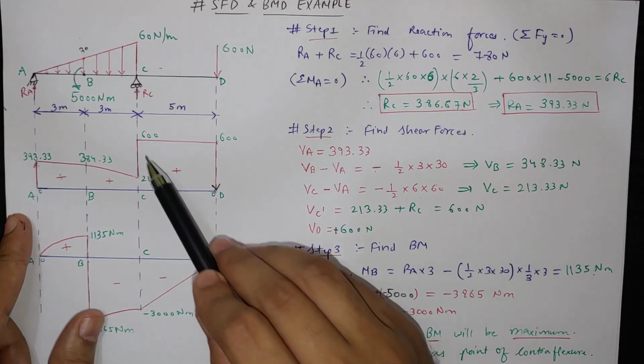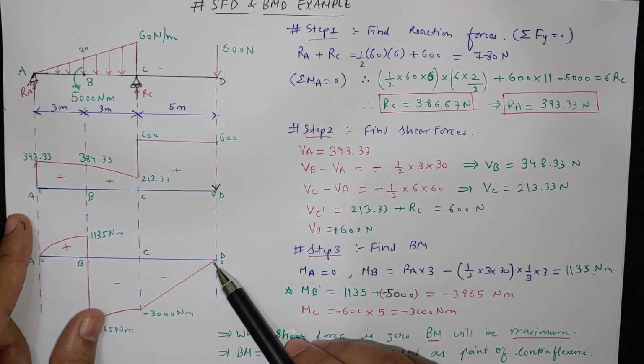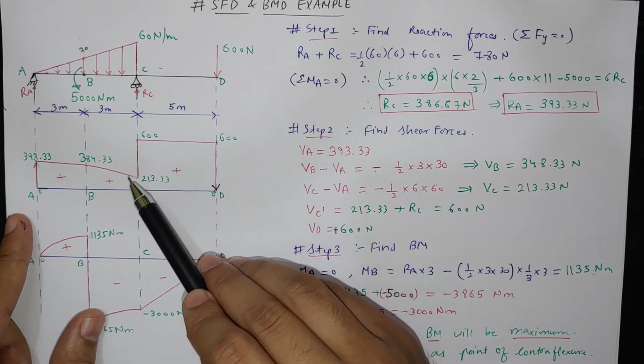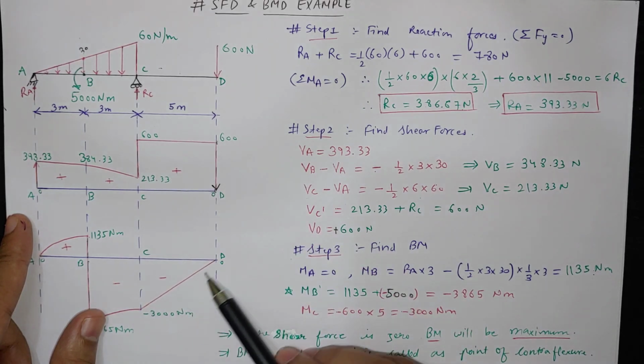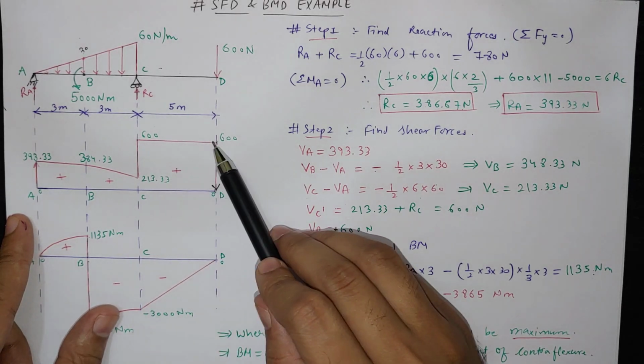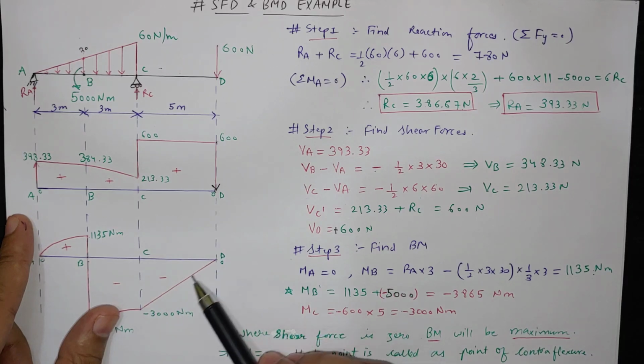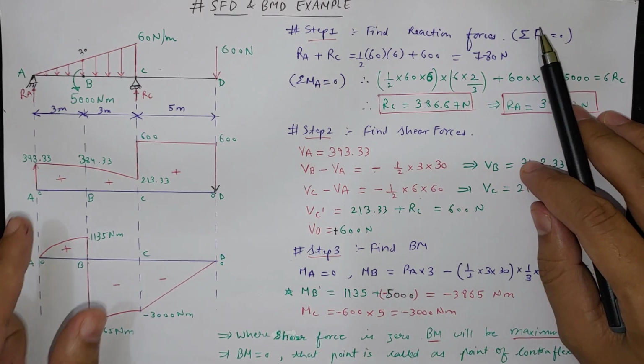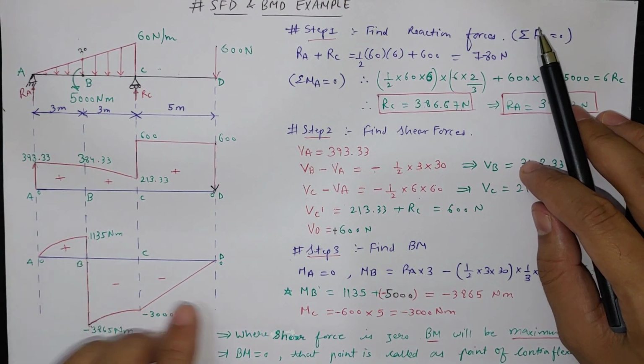This is a linear curve because the slope is constant, so here the bending moment slope is constant. Shear force is the slope of the bending moment diagram. So if the shear force is constant, the bending moment diagram slope will be constant. So this is how we have to plot the shear force diagram and the bending moment diagram.